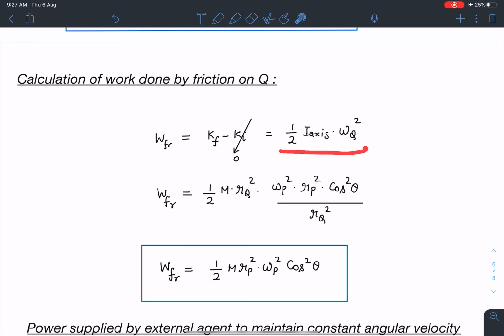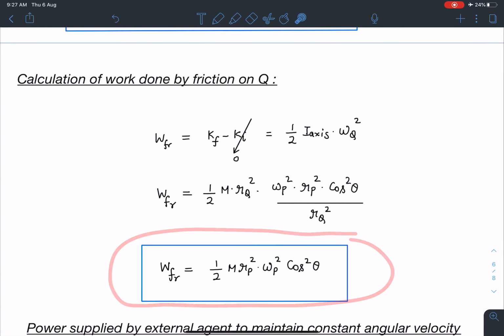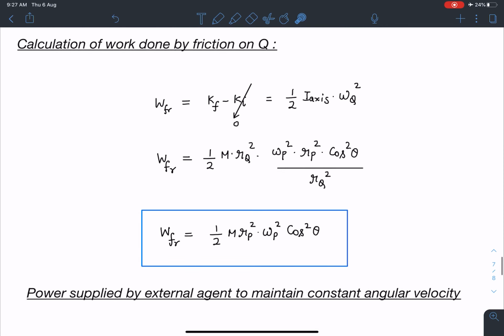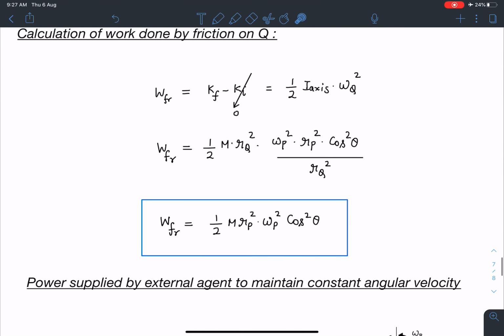So here when I substitute the values, the final answer I'm going to get for the friction is half m rp square omega p square cos theta. This is going to be the answer for W friction, and friction is going to do positive work on it. Next part is power supplied by the external agent to maintain constant angular velocity. See, continuously friction will try to reduce the omega of it, but the agent is supplying his own energy, that motor is supplying its own energy in order to maintain this constant angular velocity.